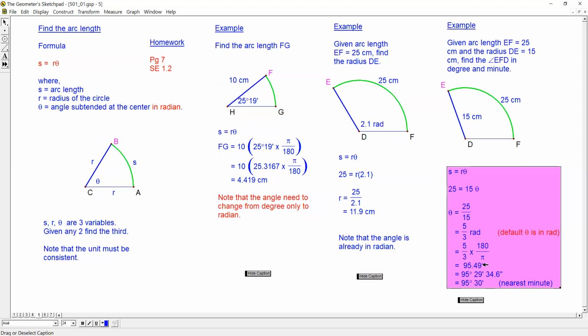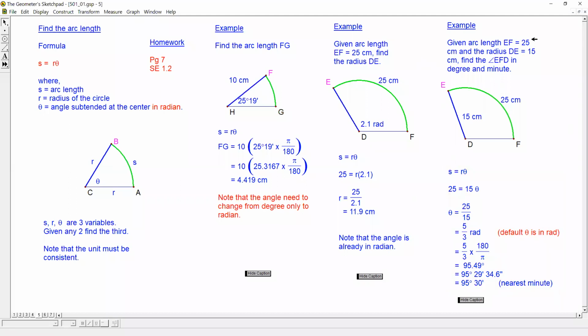Now this degree is in decimal place. If you want degree and minute, you have to press the DMS button. So with the DMS button, you get 29 degrees 34.6 minute second. So this is more than 30. The last division is more than 30. So you have to carry 1. So it becomes 95, 30. Okay.